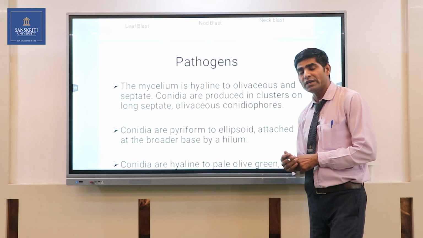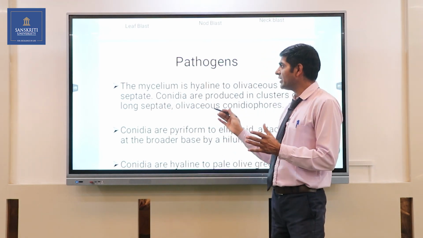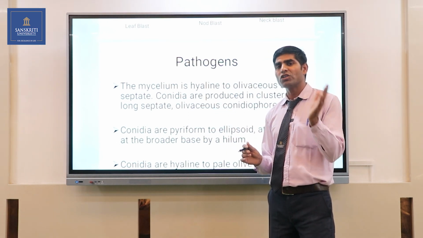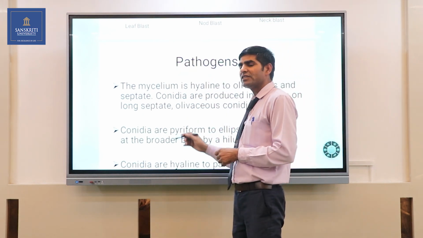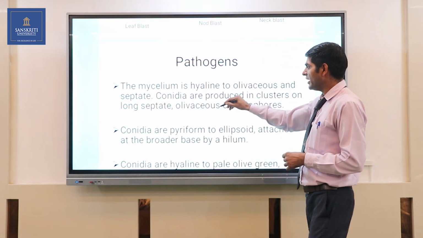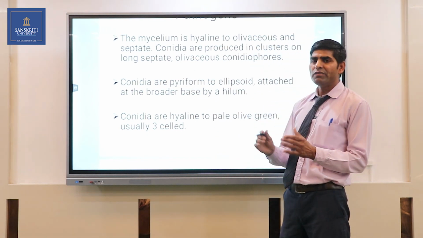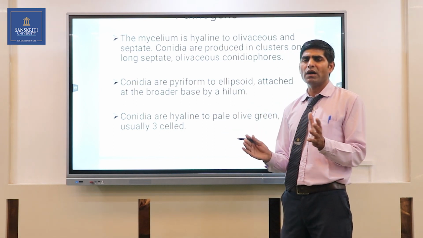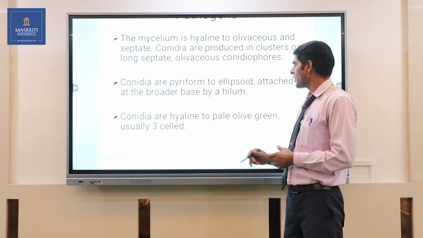olivaceous and septate. Hyaline means generally translucent. There are two types of mycelium: one is septate, another is non-septate. Septate means there are septa inside the mycelium, that's why we call it septate mycelium. And the conidia are pyriform. Pyriform means pear-shaped, as you observe in the fruit of the pear. So these conidia look pear-shaped.